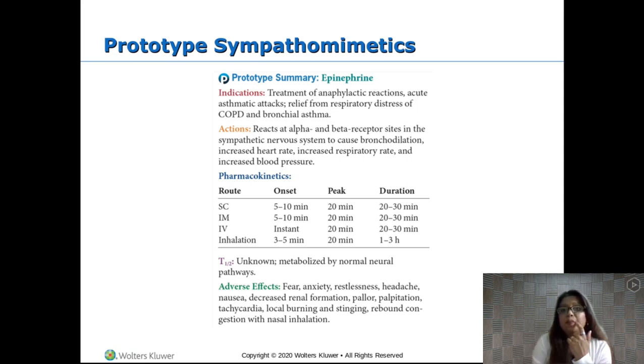So that is the sympathomimetic prototype, right? Epinephrine is a very specific medication. People carry EpiPens for severe allergies.